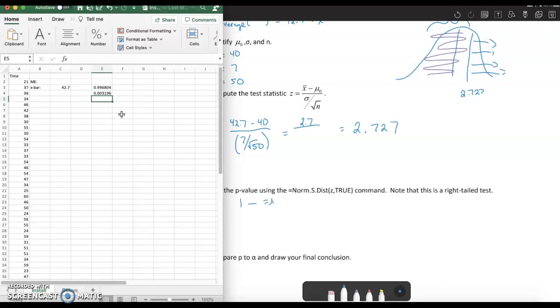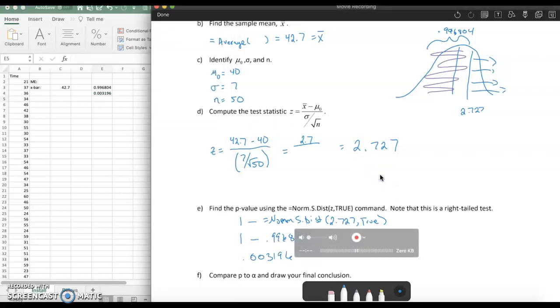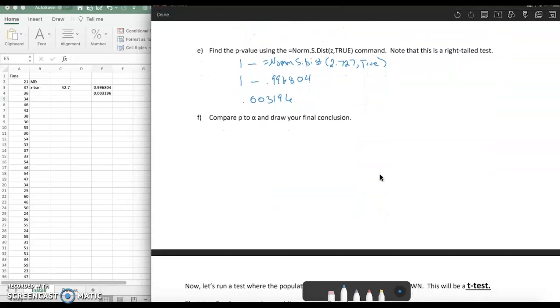So as a reminder for what we did for your future, we wanted to do 1 minus the norm.s.dist of 2.727 true. So we actually got 1 minus, and as a reminder, that value came out as 0.996804. So we got 0.003196. Okay, that's what we need Excel for. Now, the rest of it we can do on our own.